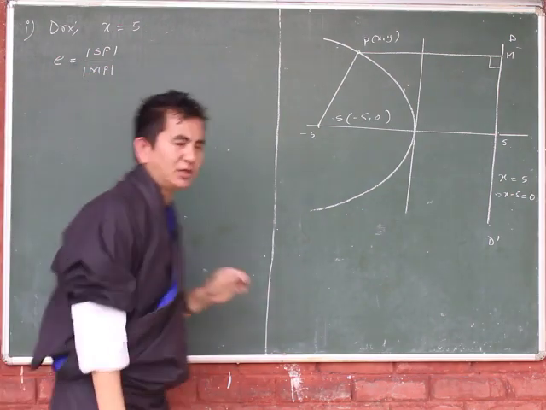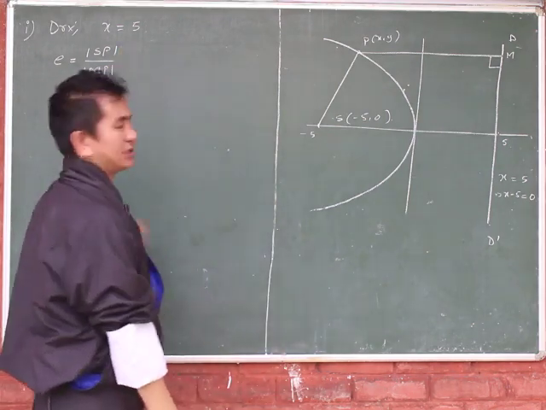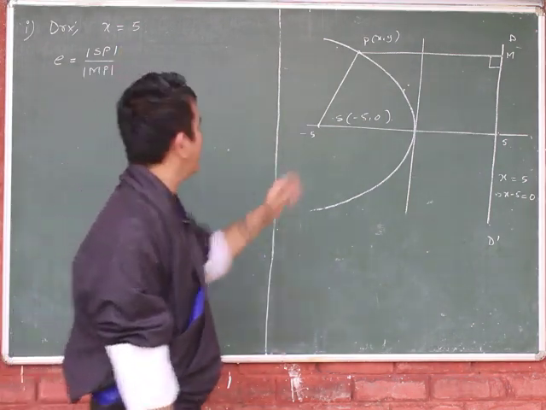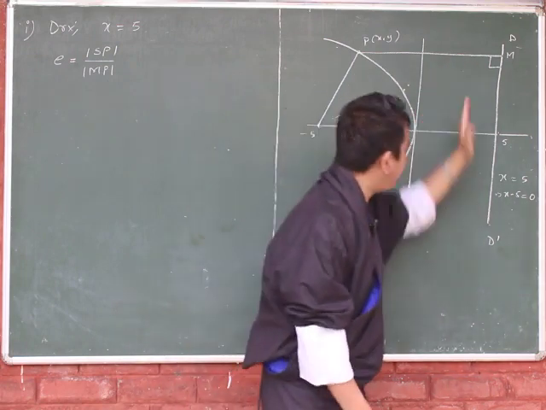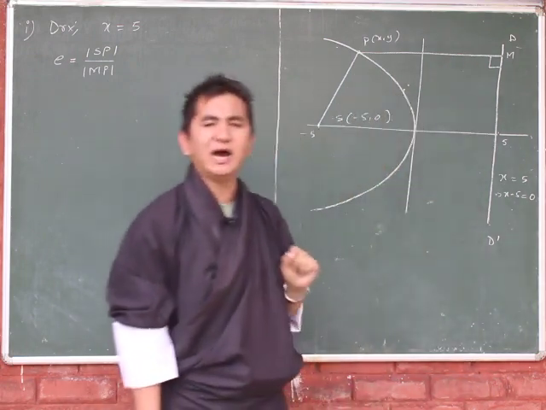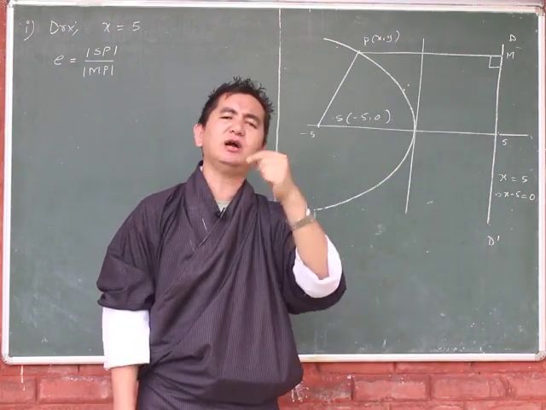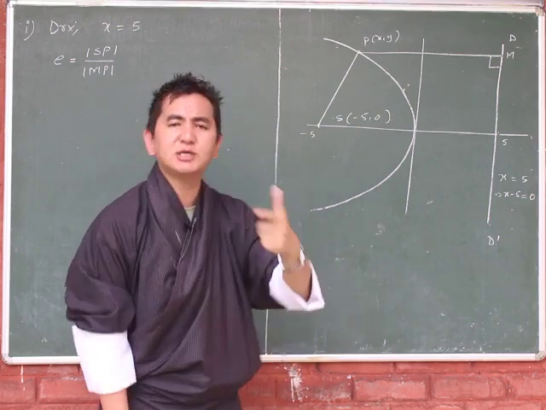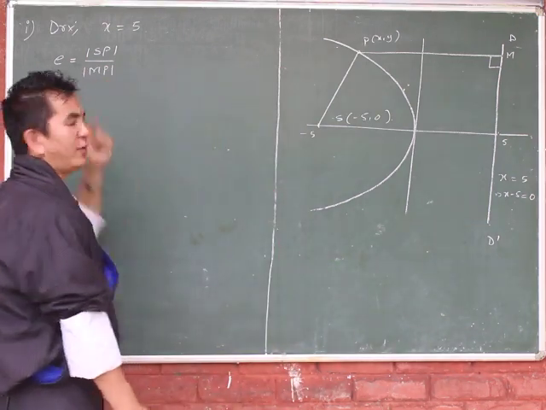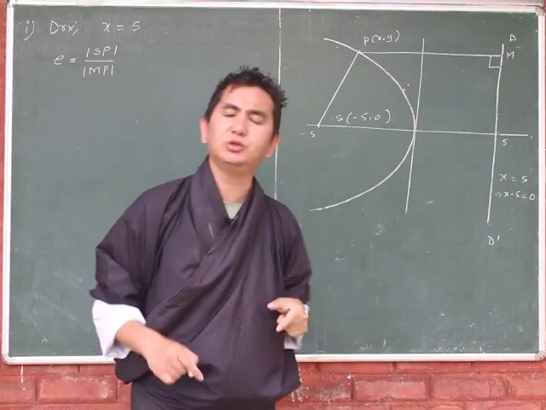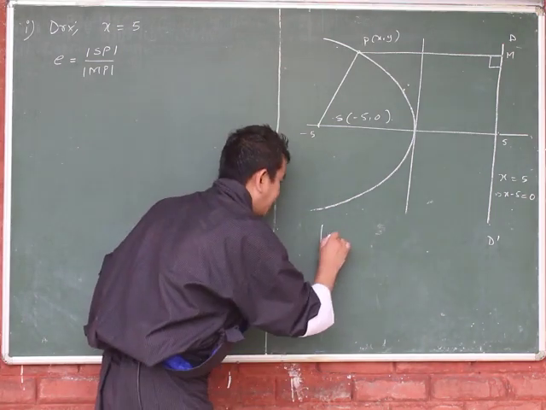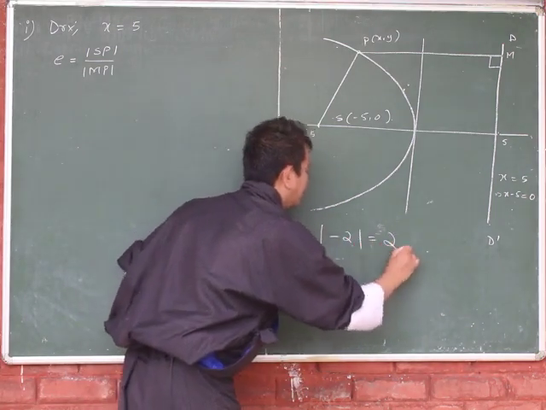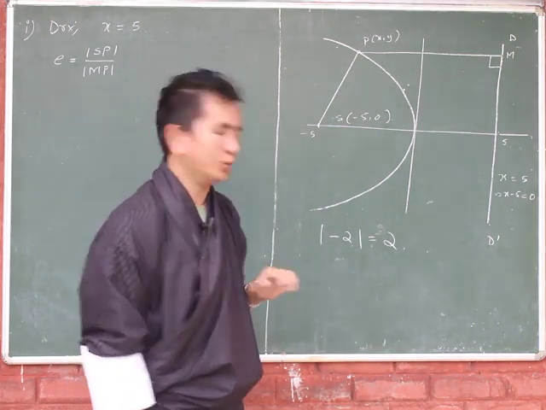Here we need to put modulus because SP is a distance. MP also is a distance. SP is a distance between 2 points. MP is a distance made by the directrix. So distance should not be negative. If the distance comes in negative, then with the help of this modulus, it will change it to positive, because modulus of -2 is equivalent to +2.